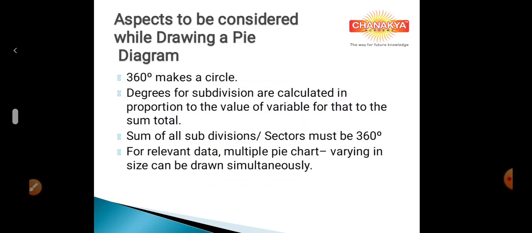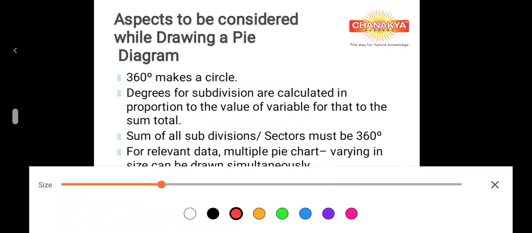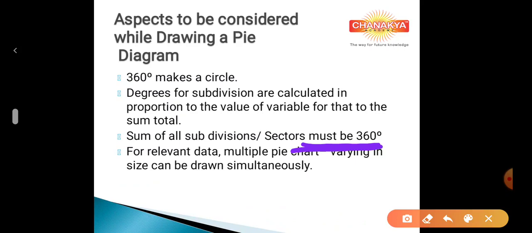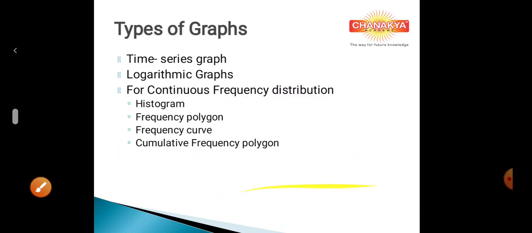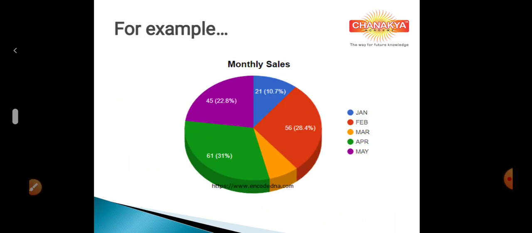So, first point, 360 degrees makes a circle. Degrees of these subdivisions are calculated in proportion of value. The sum of all these subdivisions or sectors must be 360 degrees. Don't forget this point. The sum total must always be 360. For relevant data, multiple pie charts can be used. Like when we are presenting the data of two different families and their divided incomes with the help of pie charts, we are supposed to draw two different pie charts, one for family A, one for family B.